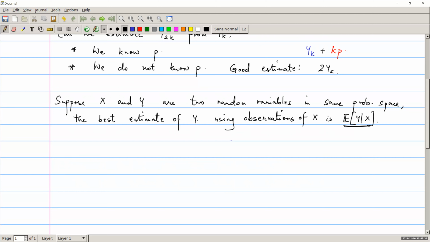You have some probability space. There are two different random variables, X and Y. You only get to see one of them. In this case, we only get to see the green random variable. We do not see the red random variable, but you want to estimate the red random variable.